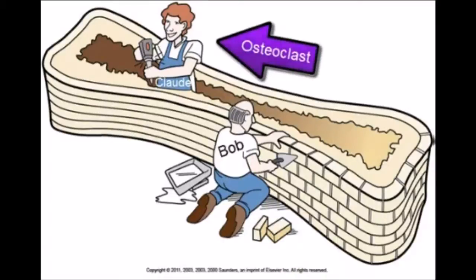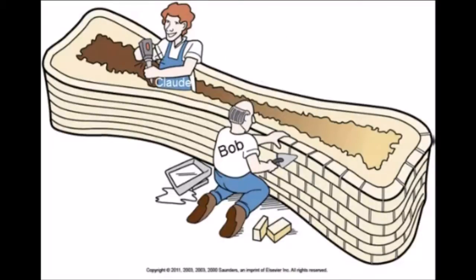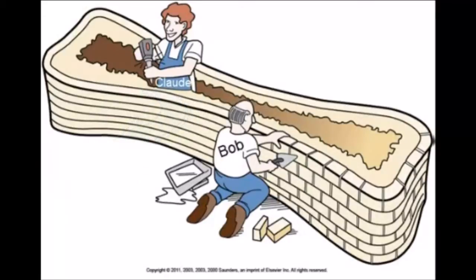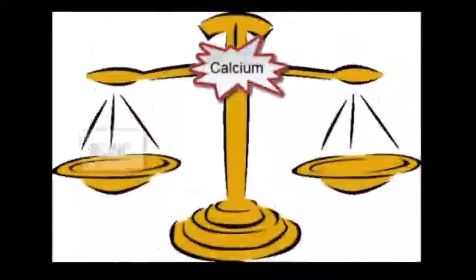Claude was the only CL name I could think of. So Claude is the osteoclast. He is carving away the interior of the bone, and as he's carving away, if you can imagine little chips of bone coming out, now this is all on a cellular level, what he's freeing up and releasing is calcium, and that calcium goes back into the bloodstream. So Bob and Claude kind of work together to maintain this balance of calcium in the bone and calcium in the blood.